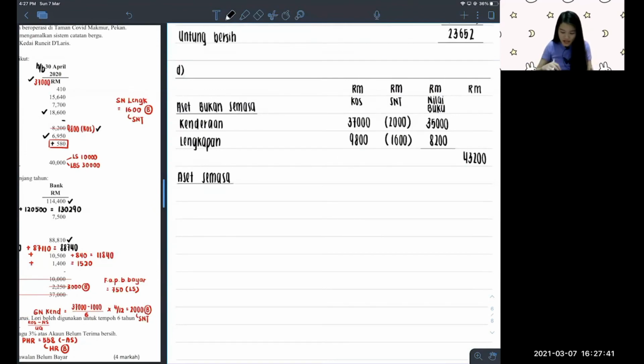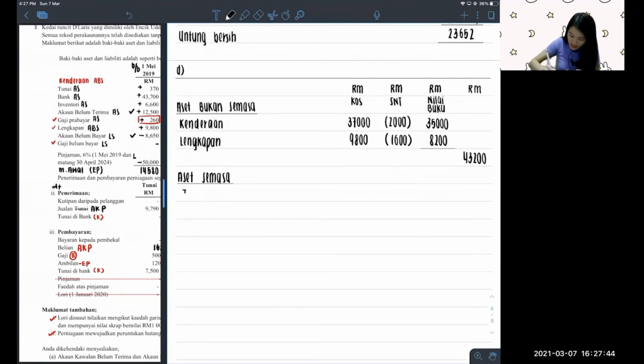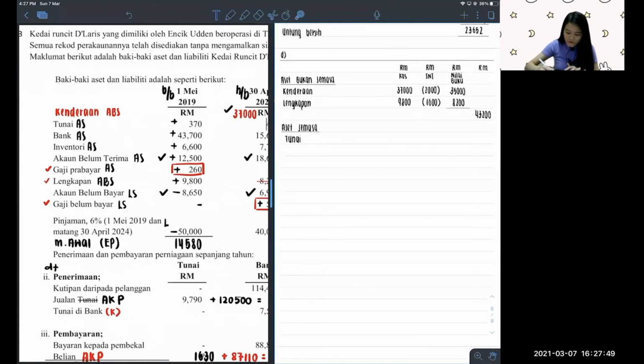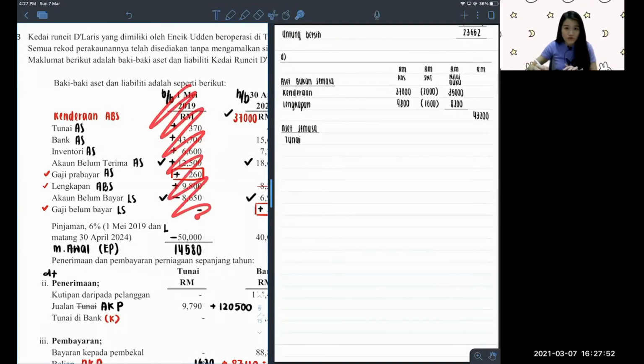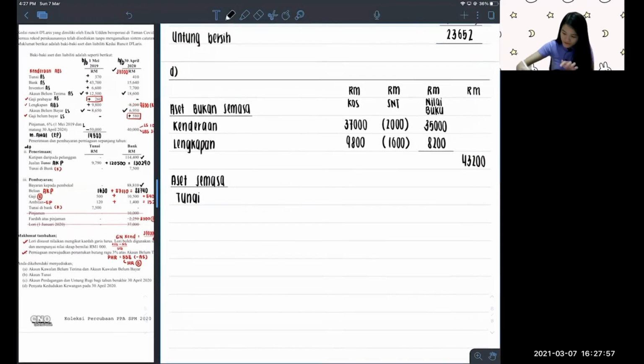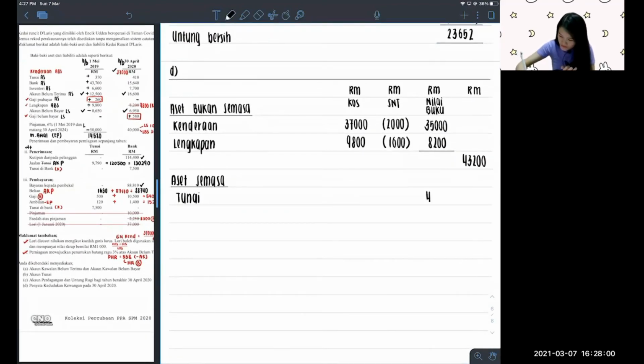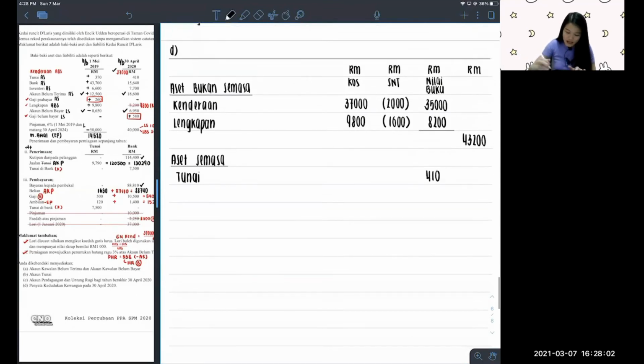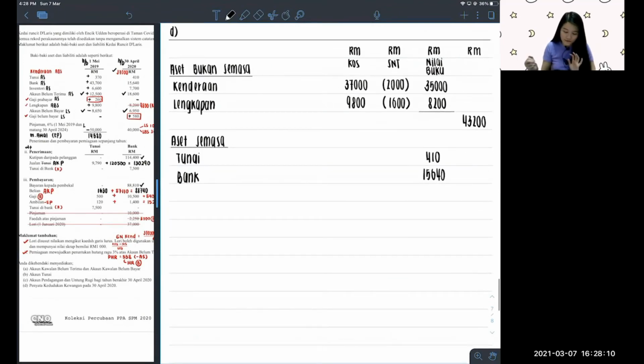Now, asset semasa, we have quite a lot, yeah. The first one is tunai, but you be careful whenever you are copying your assets and stuff like that. You don't take the front, yeah, because we are doing PKK. You need to look at the HB. So for tunai is 410. Put it at the third column. 410. Next one is bank, 15,640. Inventory up here, 7,700.